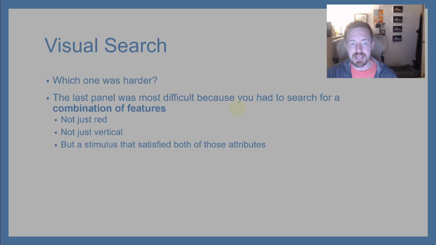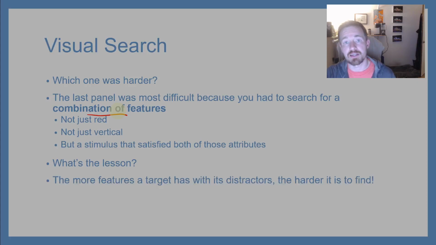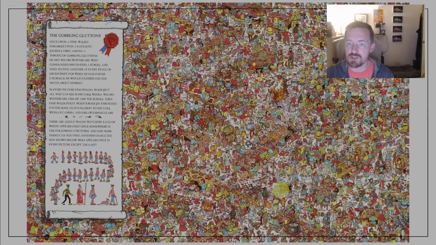So why is that? The reason why it was harder is because we were looking for a combination of features here. So the lesson is that the more features the target has in common with its distractors, the harder it is to find. And there's a good chance you already knew this because you've probably seen this game before, right? If you haven't seen this, well, you've seen this before, right? Probably most of you have seen this before.